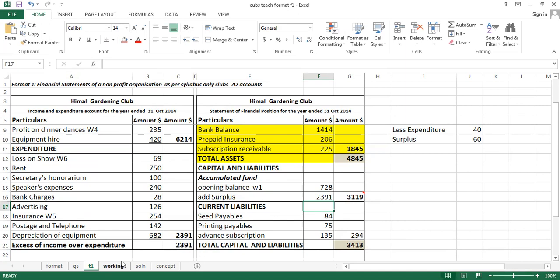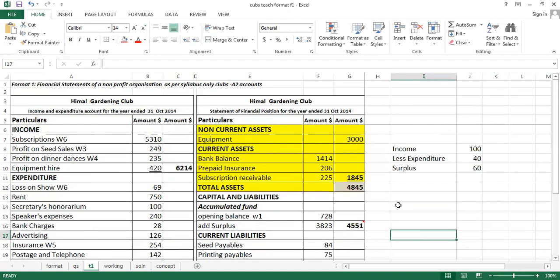Okay, what mistake did I make? Yeah, I placed the formula wrong. 6214 minus 2391 gives you 3823. You place this 3823 out here. If you add these two, you get 441 as net accumulated fund. And when you add this and this, you get your total capital and liabilities. This must be equal to total assets. So this is how you complete your income and expenditure account.